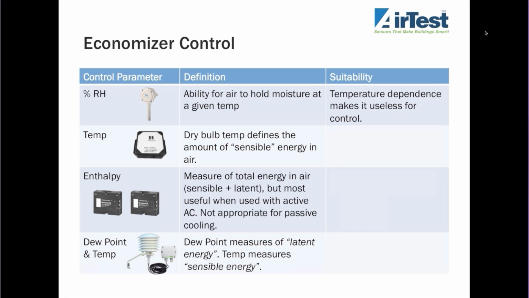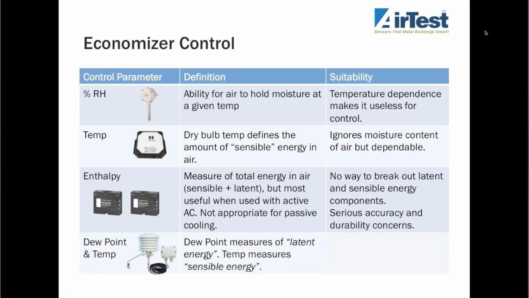So in terms of suitability then, percent RH really isn't applicable because of this temperature dependence I mentioned. Temperature is okay, but it ignores the moisture content of air. Temperature is often used as the default way of controlling an economizer because it's dependable. Enthalpy, being a total measure of the sensible and latent, could be useful, but there's no way to break out how much is sensible and how much is latent. So there are many cases, if you're using this as a control, you could be bringing in excessive moisture where the balance is really on the moisture side and not on the sensible side.